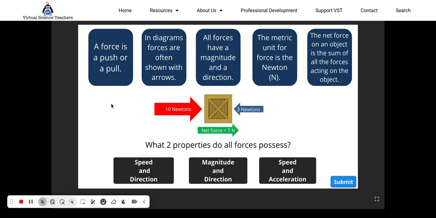All right, last question I'll go over with you guys in this section. What 2 properties do all forces possess? That was exactly one of these boxes up here, so go find the right answer. All right, now I'm going to skip ahead to the next section, so make sure you answer these questions correctly or you have to go back and redo them.